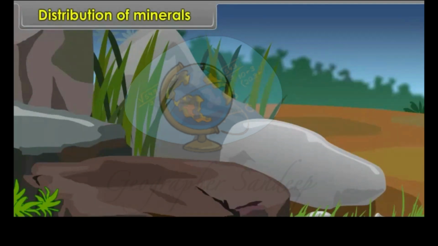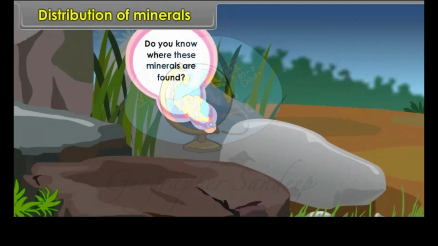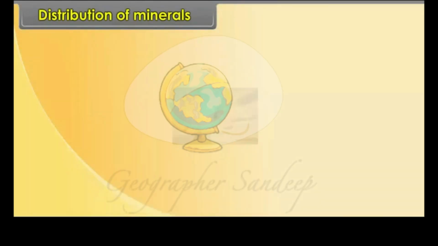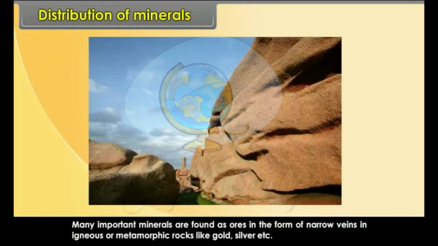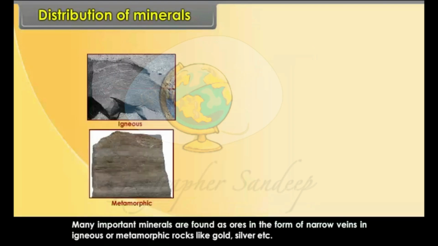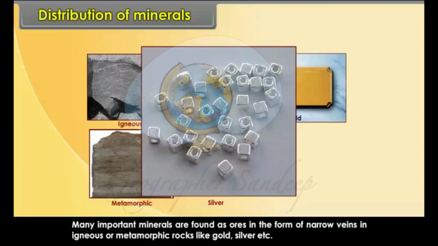Distribution of minerals. Do you know where these minerals are found? Minerals are found on the Earth's surface, which is closely associated with the type of rocks and the underlying structure of a region. Many important minerals are found as ores in the form of narrow veins in igneous or metamorphic rocks, like gold, silver, etc.